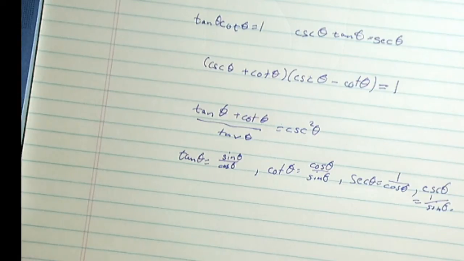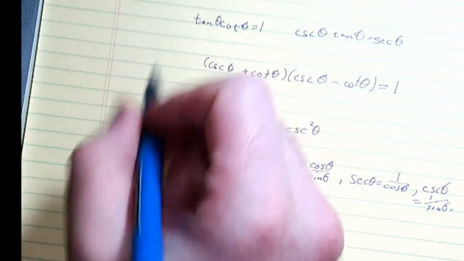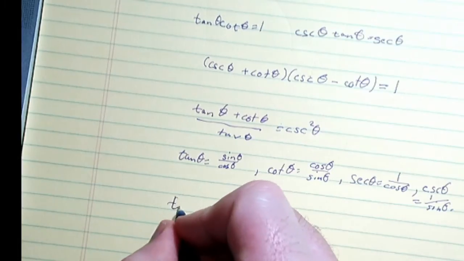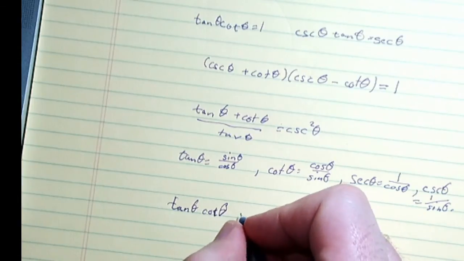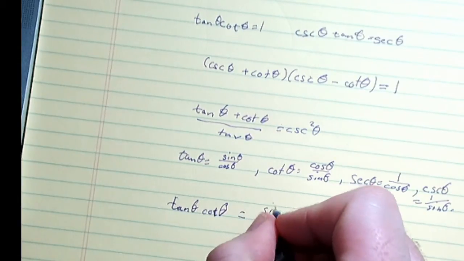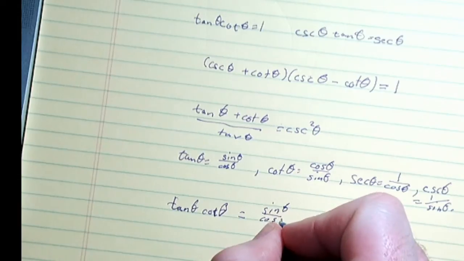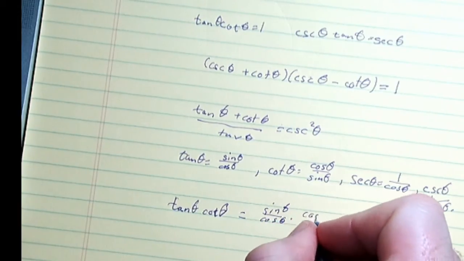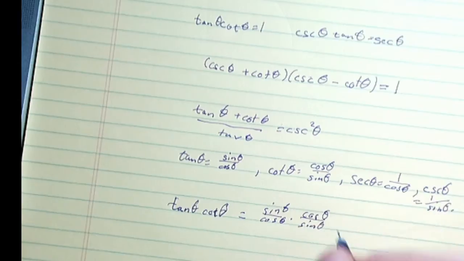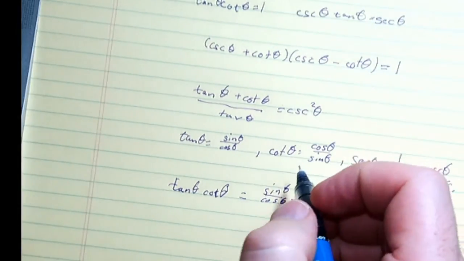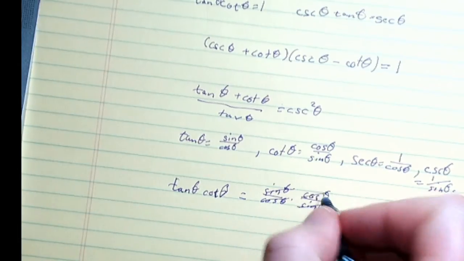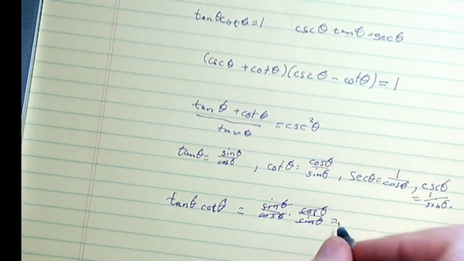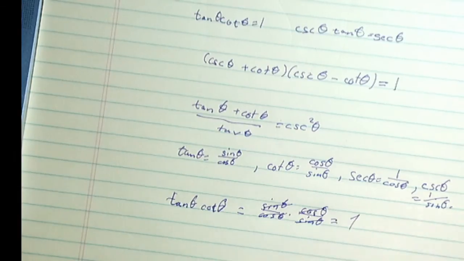So let's start with the first one. We have tangent theta times cotangent theta is equal to 1. Well, that means that what you do is you start with this more complicated expression, tan theta times cotangent theta. We'll write each in terms of sines and cosines. And then you notice, hey, everything cancels. Sine divided by sine is 1. Cosine divided by cosine is 1. So that's equal to 1.